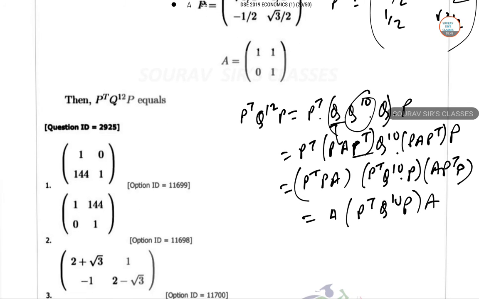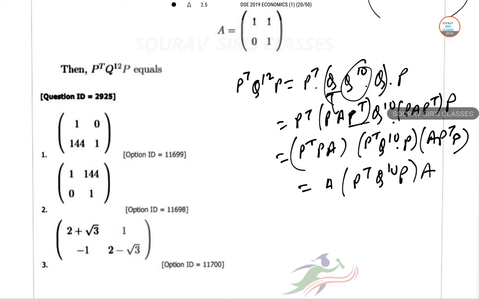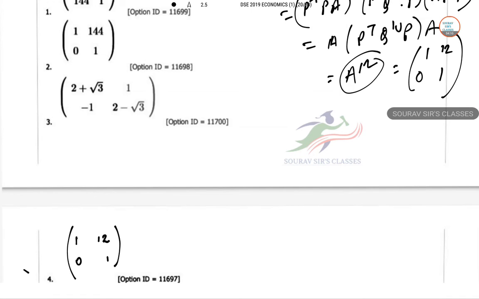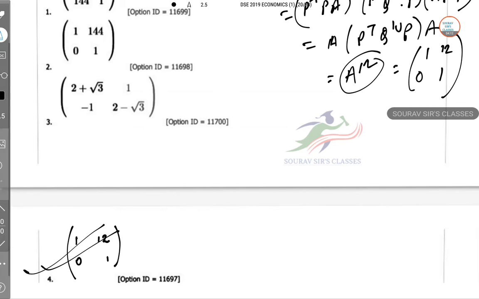In that way, this will give you A to the power 12, which is 1, 12, 0, 1. So what is changing? Only this part: 1, 12 and 0, 1. So option number 4 is correct.